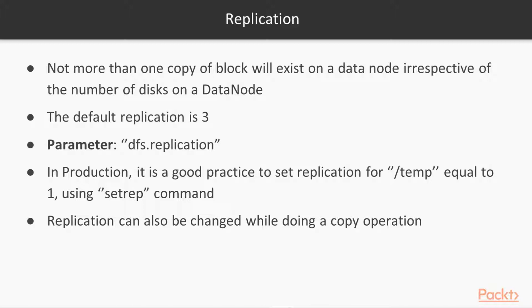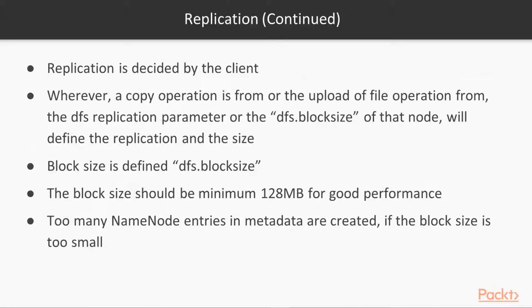I can use the setrep command to change the replication on a file or a directory. I can change replication while doing a copy operation as well, which we will see. Another very important factor to keep in mind is replication is decided by the client. Many people think that replication is decided by the name node.